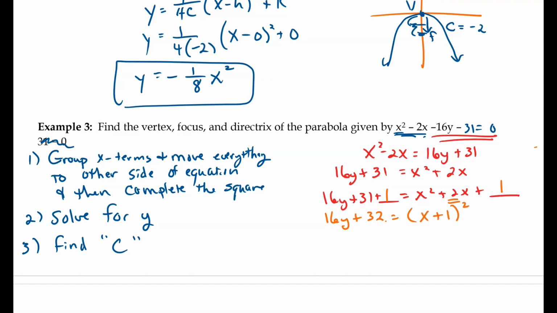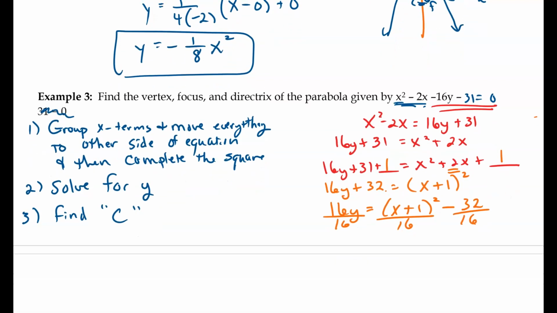Now we're going to solve for y. So first thing I'm going to do is subtract the 32 over. Do not put it inside the parentheses. That's illegal math, plus we don't want to do that. So we get 16y is equal to the quantity x plus 1 squared minus 32. Then we're going to divide everything by 16.